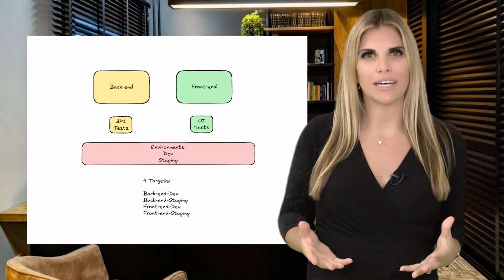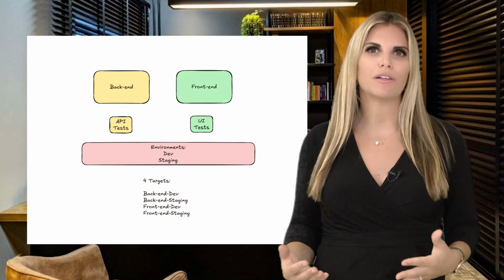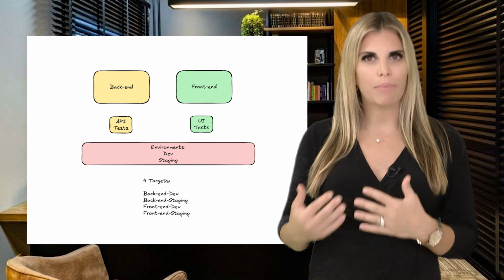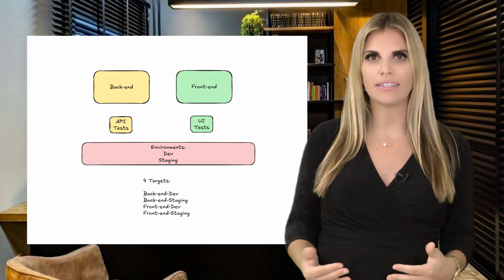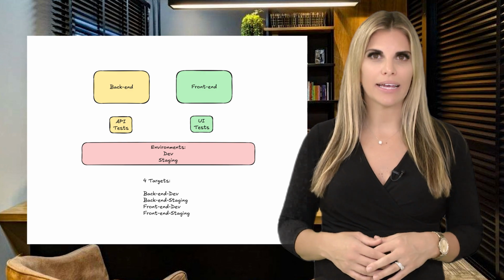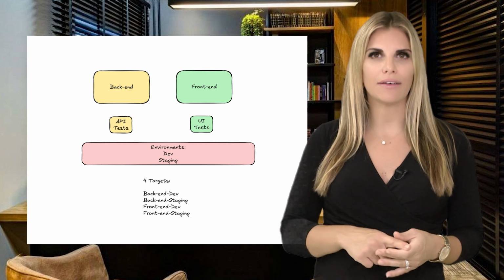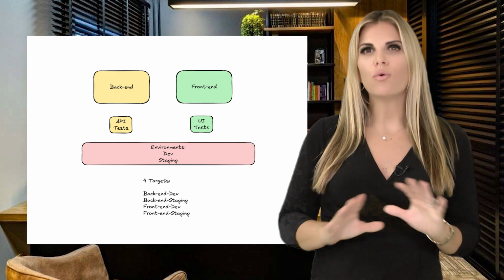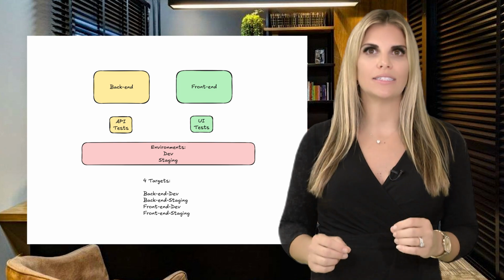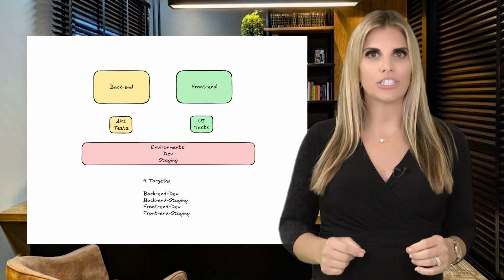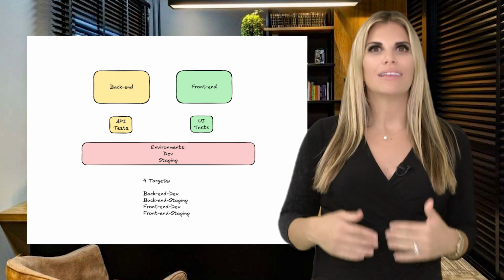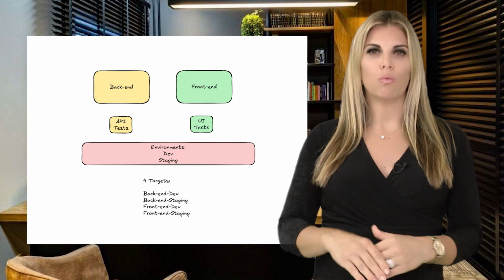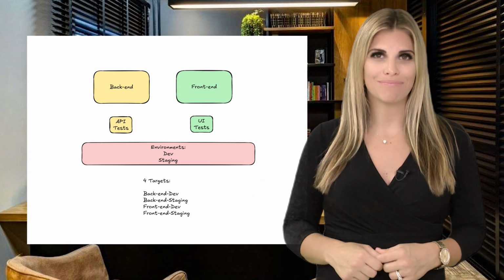Here are a few more examples. A team is responsible for developing a web app and the back end for it. The team runs UI automated tests for the front end and API tests for the back end in two different environments, dev and staging. They have 4 test jobs, one for front end and dev, one for front end and staging, one for back end and dev, and one for back end and staging. They will require 4 targets, one for each of those test jobs.